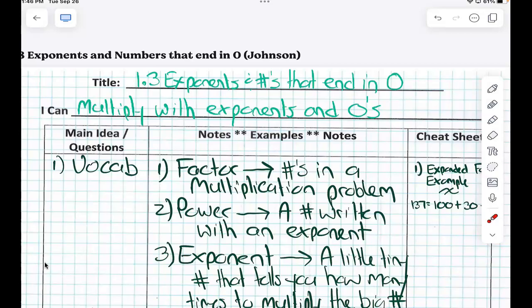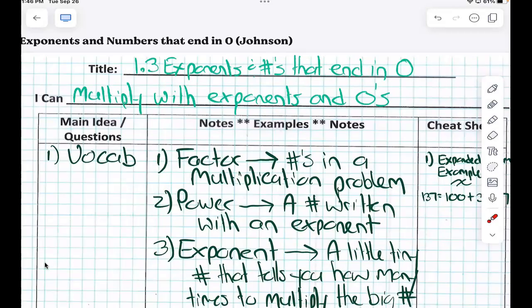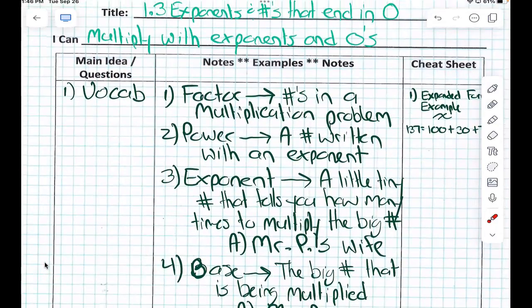All right, factor. A factor is what? Numbers in a multiplication problem, right? Every multiplication problem needs to have at least how many factors? 2. You have to have at least 2, right? A power is a number that is written with an exponent. And an exponent is a little tiny number, and the exponent is kind of what?